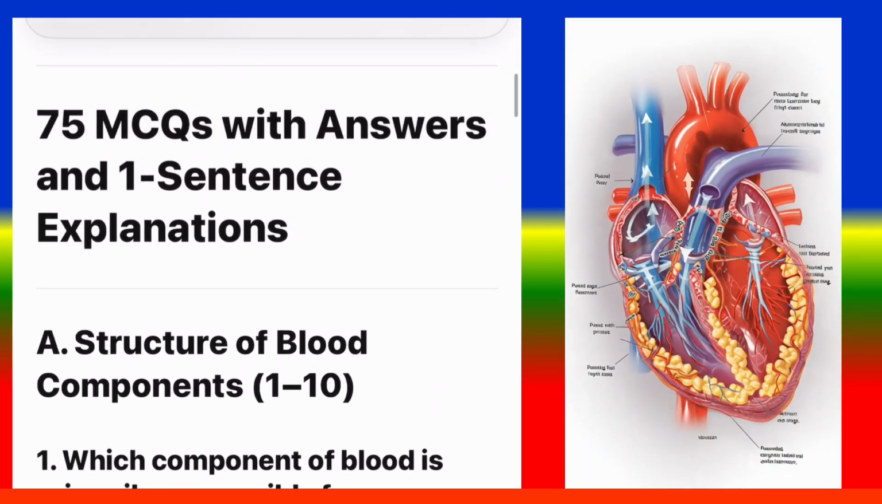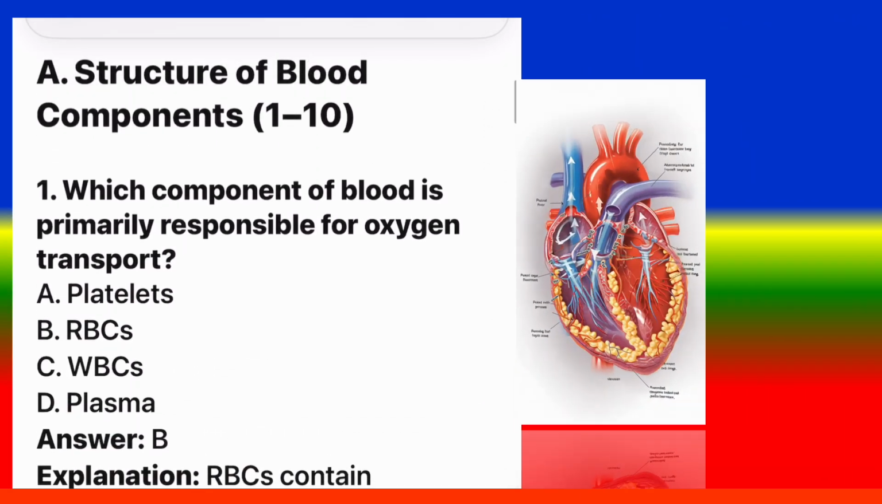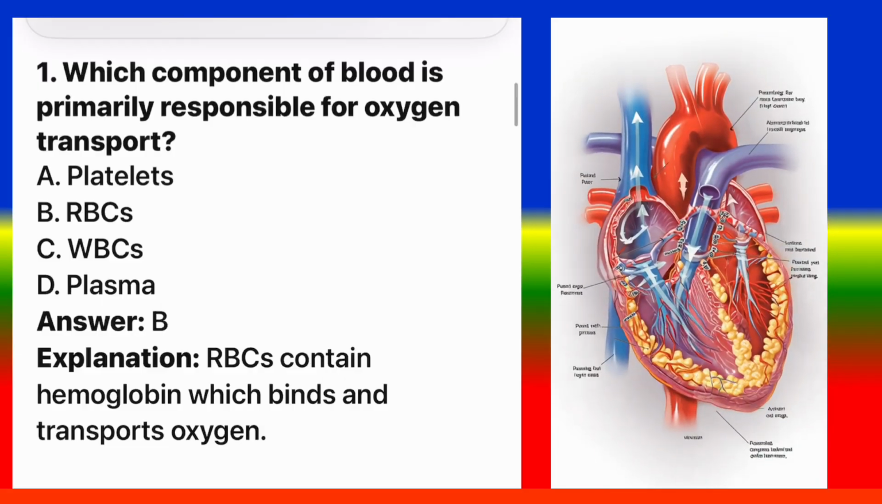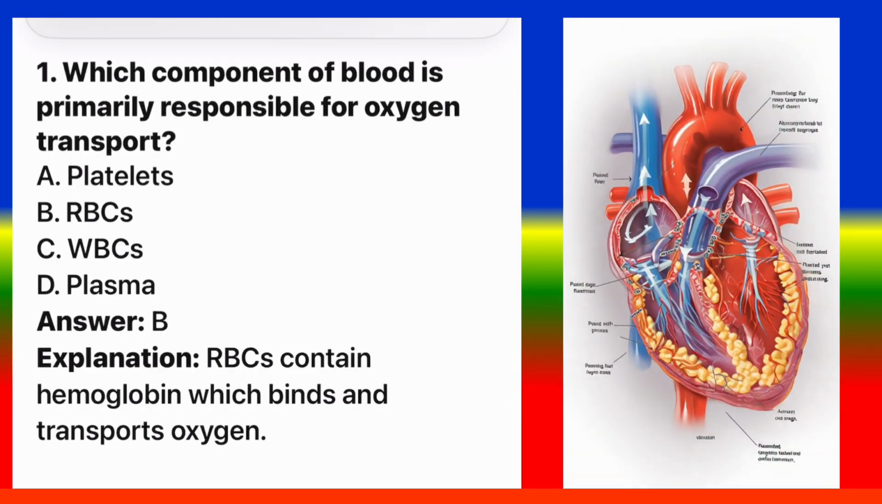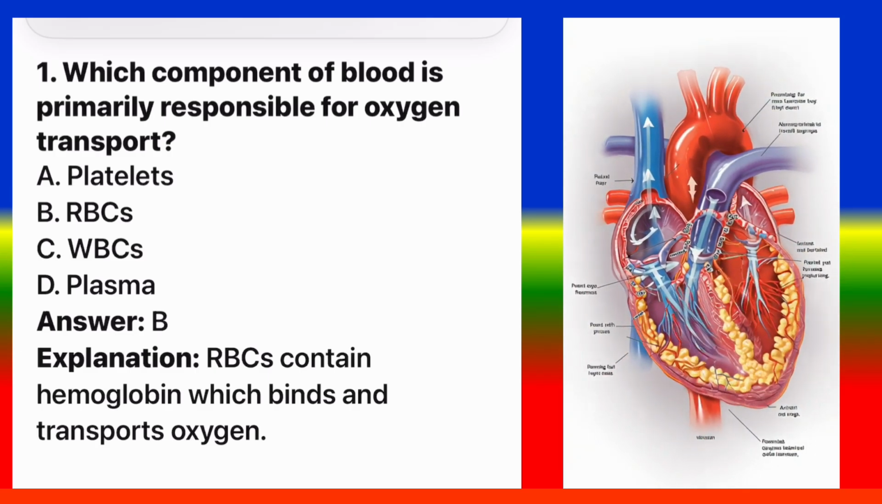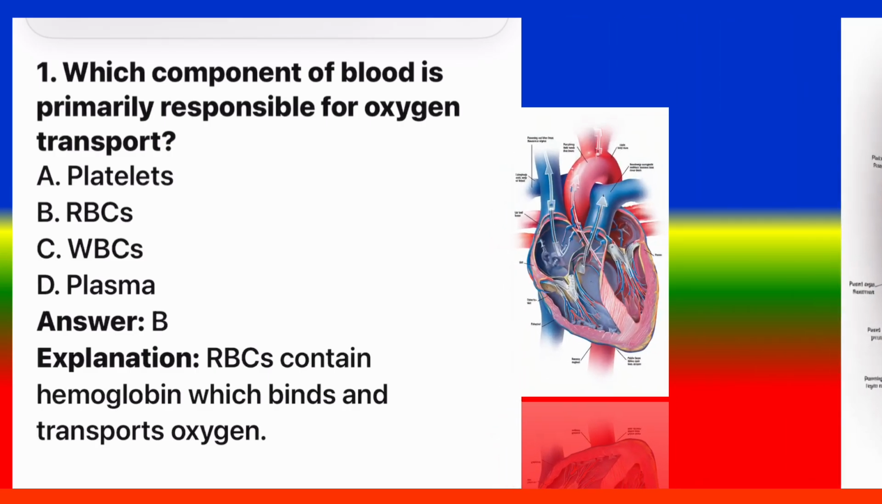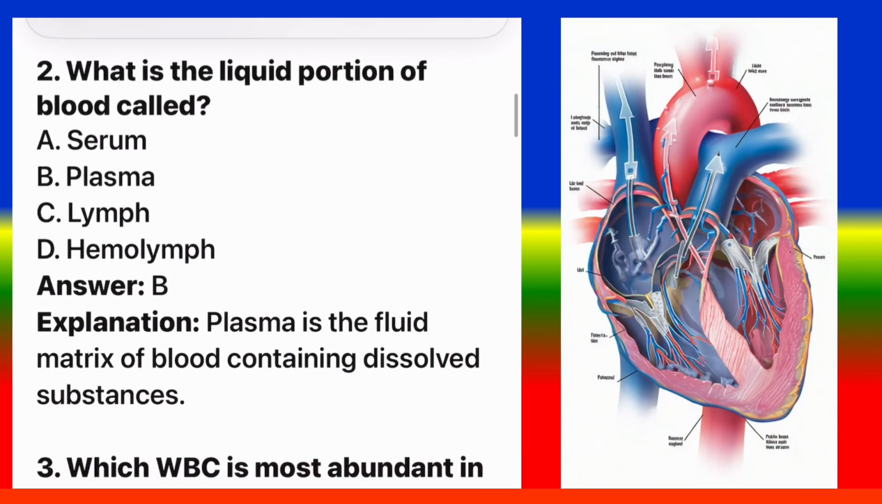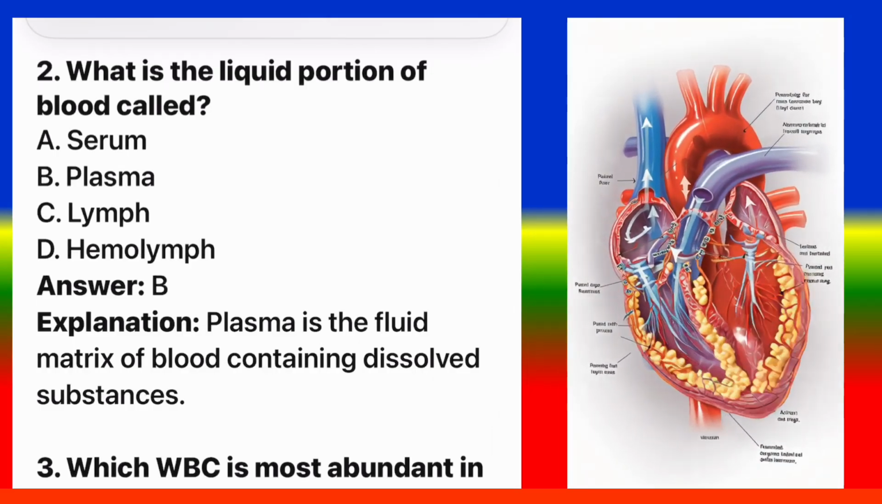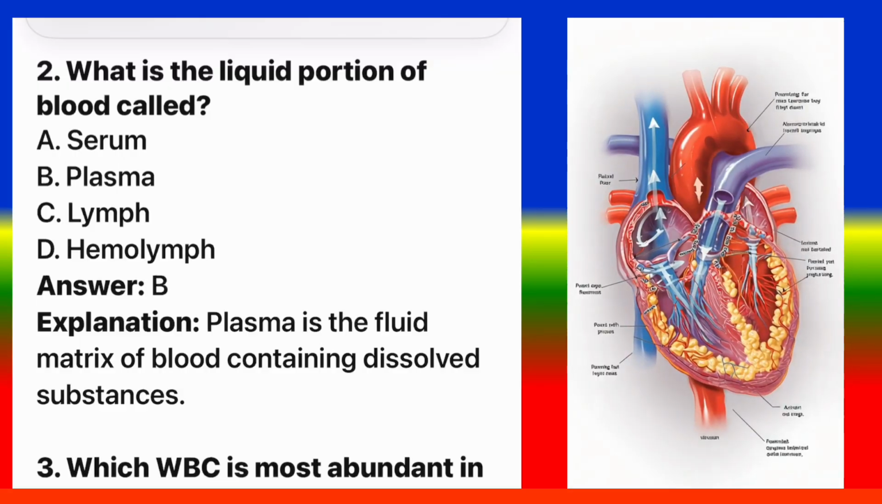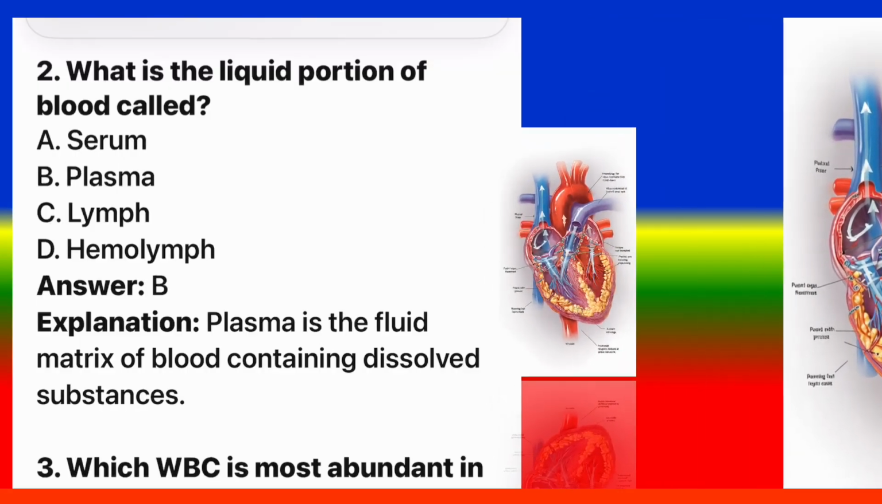1. Which component of blood is primarily responsible for oxygen transport? A. Platelets, B. RBCs, C. WBCs, D. Plasma. Answer B. Explanation: RBCs contain hemoglobin which binds and transports oxygen. 2. What is the liquid portion of blood called? A. Serum, B. Plasma, C. Hemolymph. Answer B. Explanation: Plasma is the fluid matrix of blood containing dissolved substances.